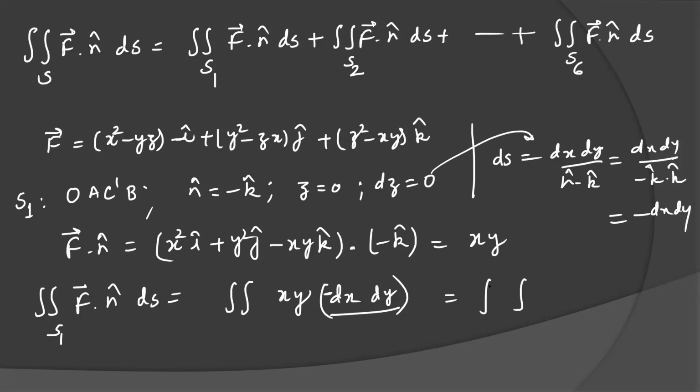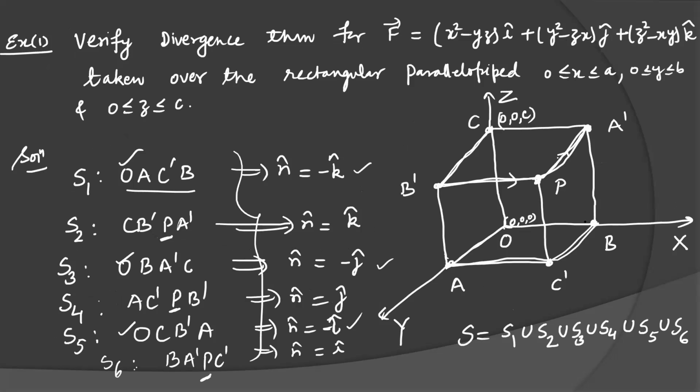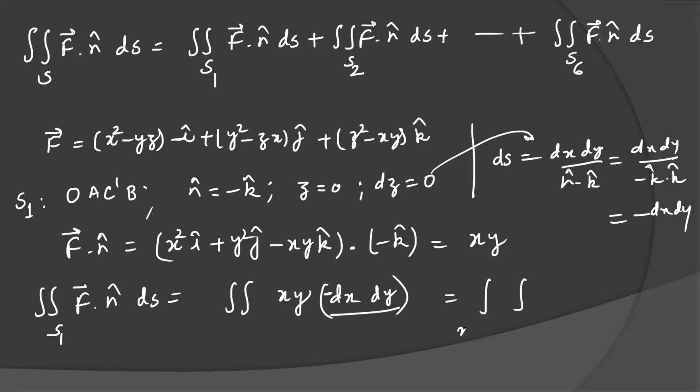Now in the xy plane, x is from 0 to a, because the point is a, 0, and this is 0, 0, b. So x is from 0 to a, y is from 0 to b. Minus sign we can take outside, the integral of xy dx dy. If you compute it, you will get minus a square b square by 4.